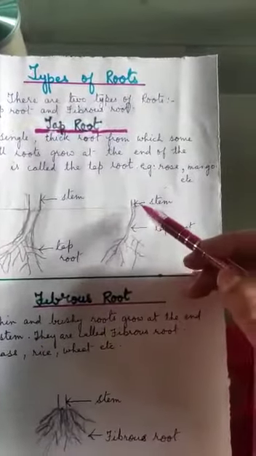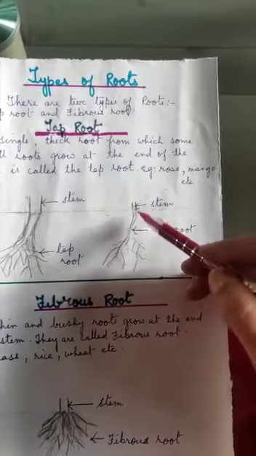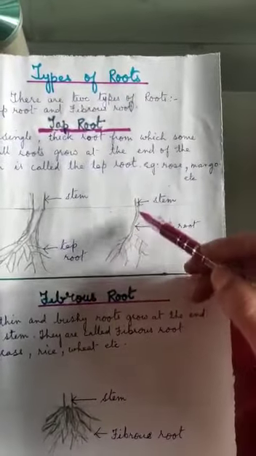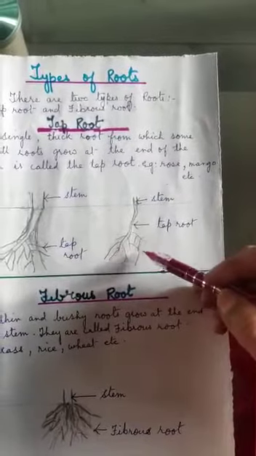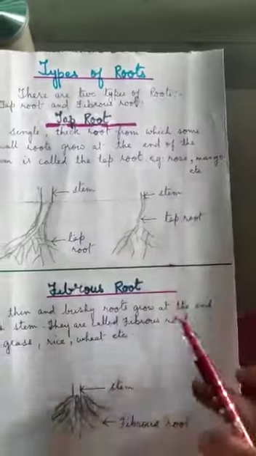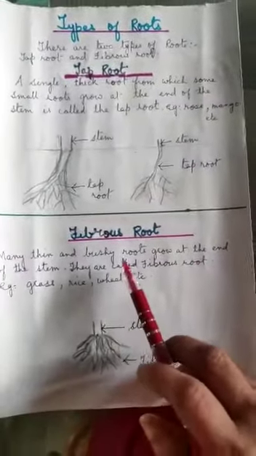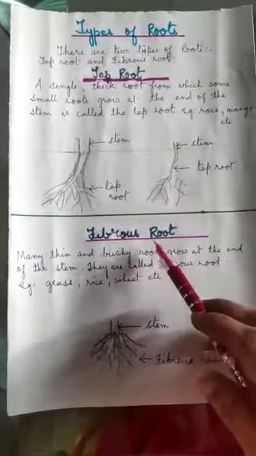Here is another example. This is the end of the stem. This is the main thick root that goes deep under the ground. And then from that, small roots grow. This is called taproot. And the other type of root is fibrous root.